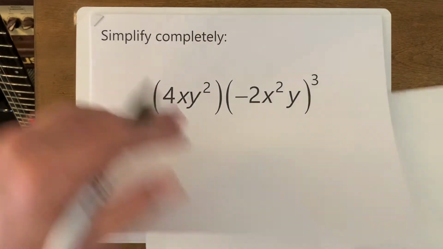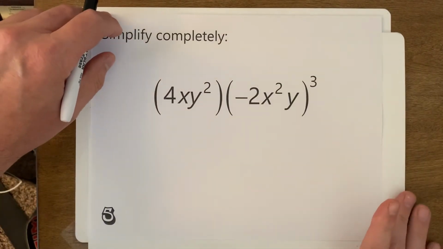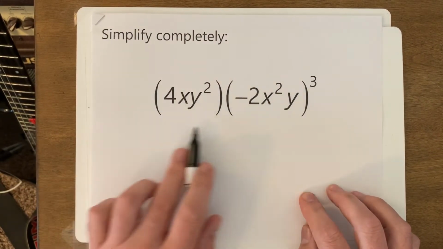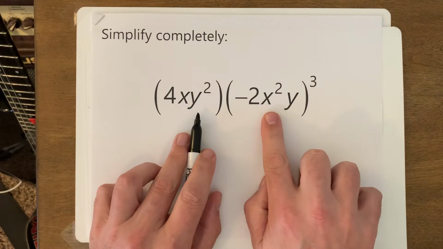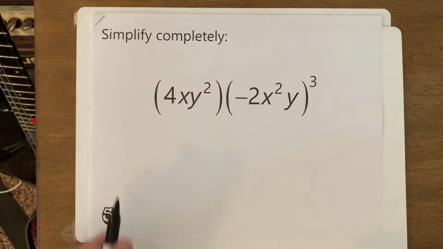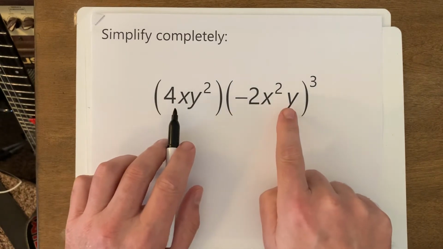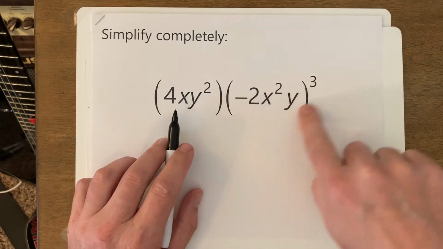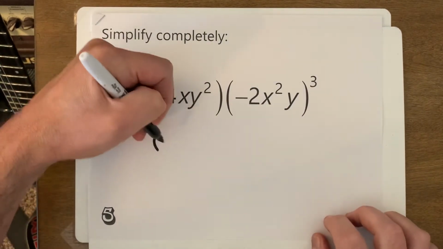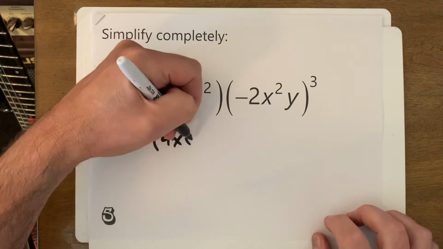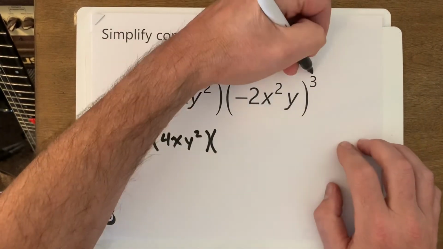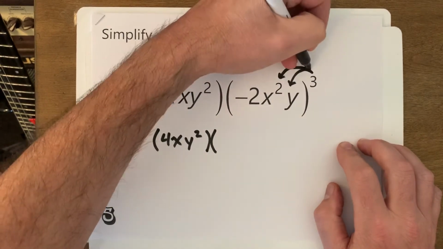Okay, here we have a couple things going on. First of all, you have this guy right there being cubed. This one's just by itself. And both of these are being multiplied together with these parentheses. So everything's being multiplied together. But I do not want to multiply them first, because that 3 only goes with this. So I'm going to simplify one time first. 4xy squared.